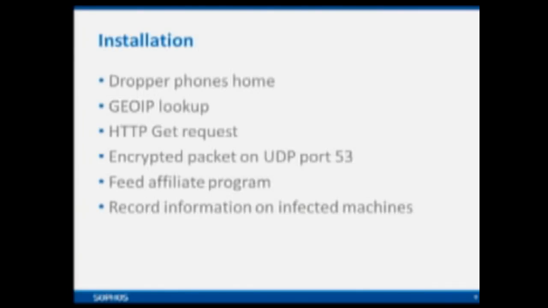Another request that happens at installation is that the bot will send out a HTTP request to a GeoIP service to retrieve the country code of the externally facing IP address of the infected machine. This is important to the affiliate program because it pays out primarily based on the location of the infected machine. The US, for example, will pay out far more than any other country in the affiliate program.